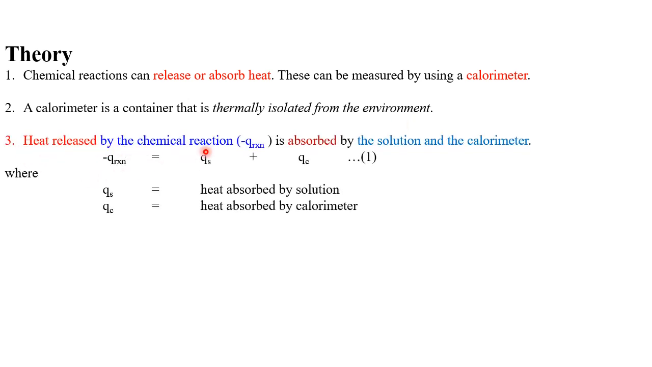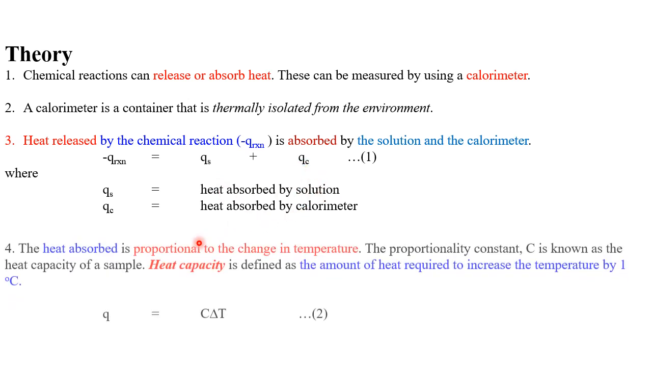Heat released by the chemical reaction is absorbed by the solution and the calorimeter. So this is the formula. Because it's heat released, there is a negative sign over here. Q refers to heat, Qs is the heat absorbed by the solution, and Qc is the heat absorbed by the calorimeter.